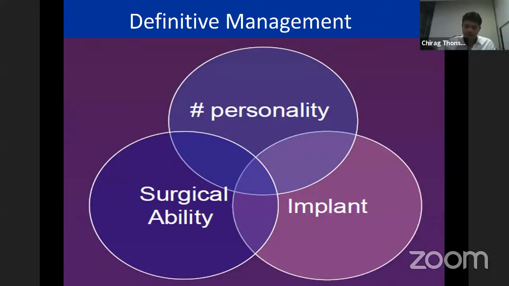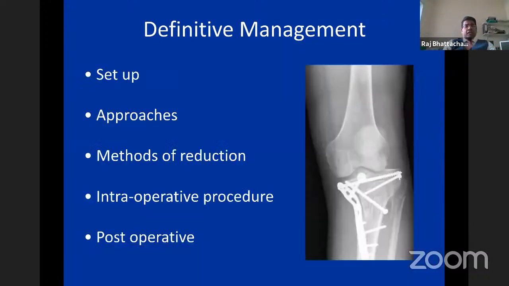So the principles for me is a combination of the personality, and it's not just the fracture personality, it's also the personality of the patient, your surgical ability, and the implant choices that you have. Not everybody can do every operation well, some do certain things perfectly. So be aware of that and send it to the right people if you can't do them. And also be aware of the implants that you have and that you need.